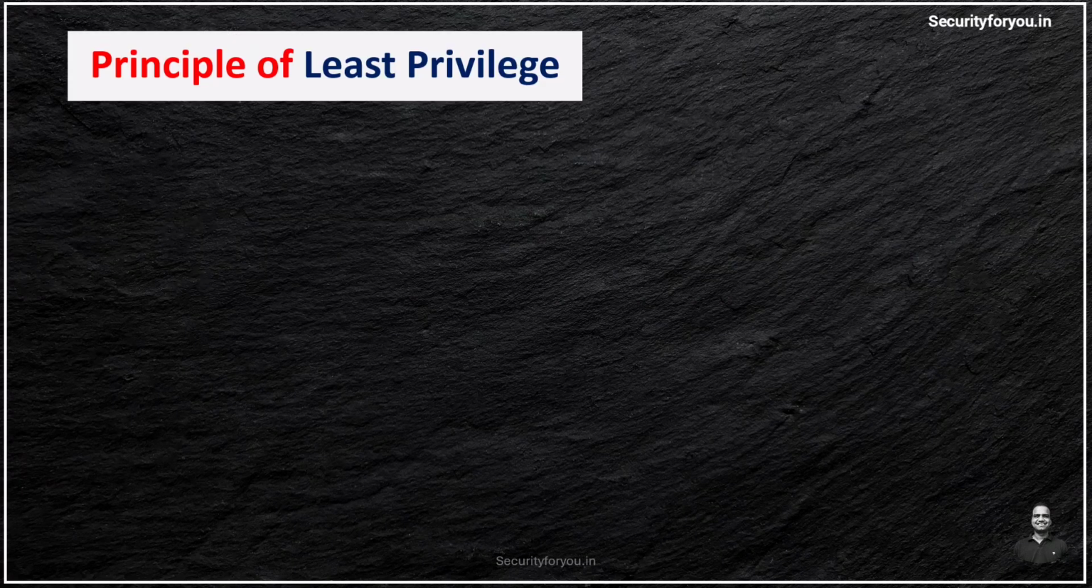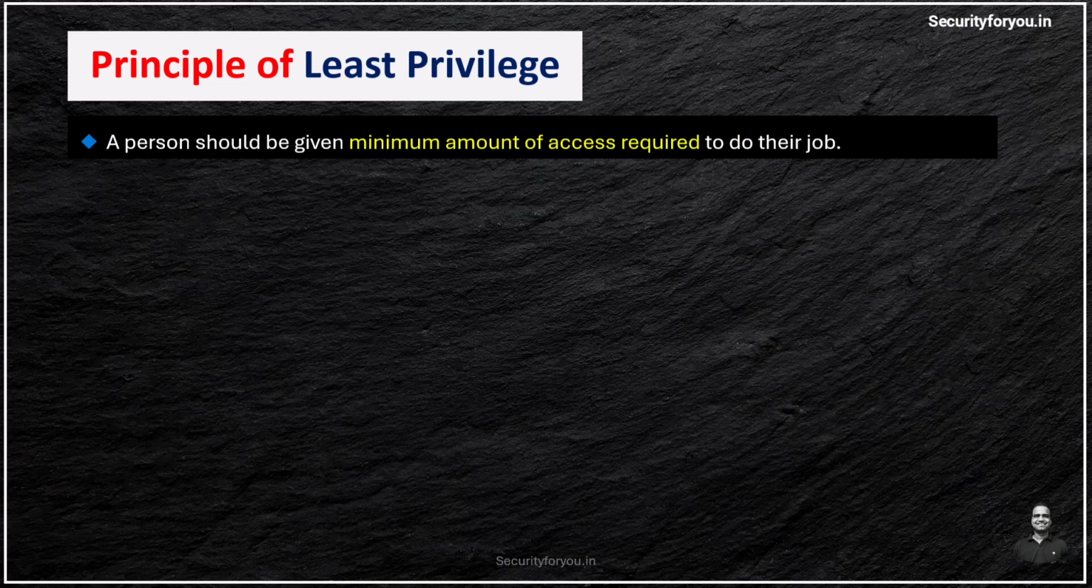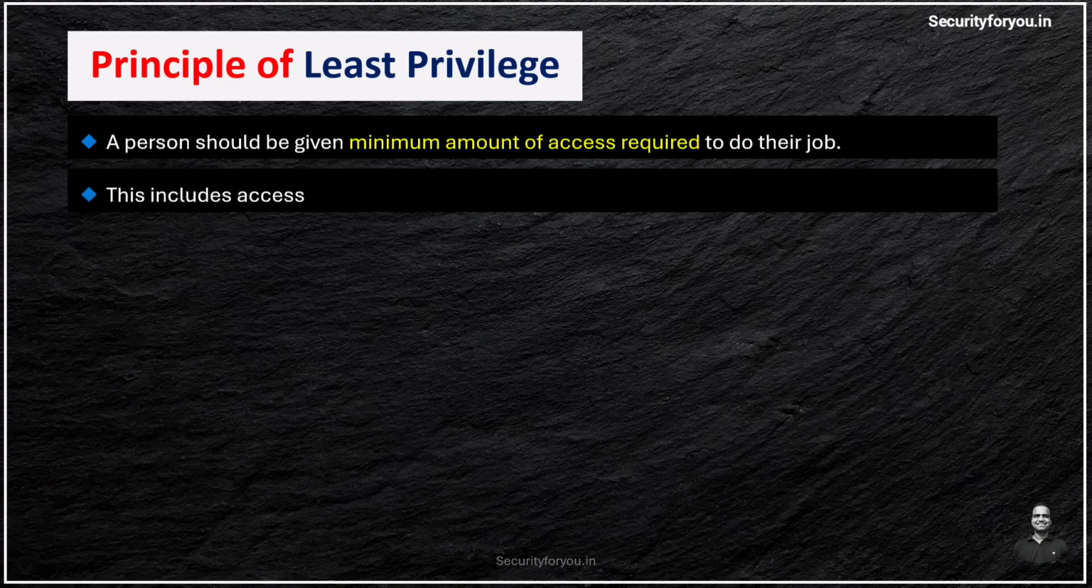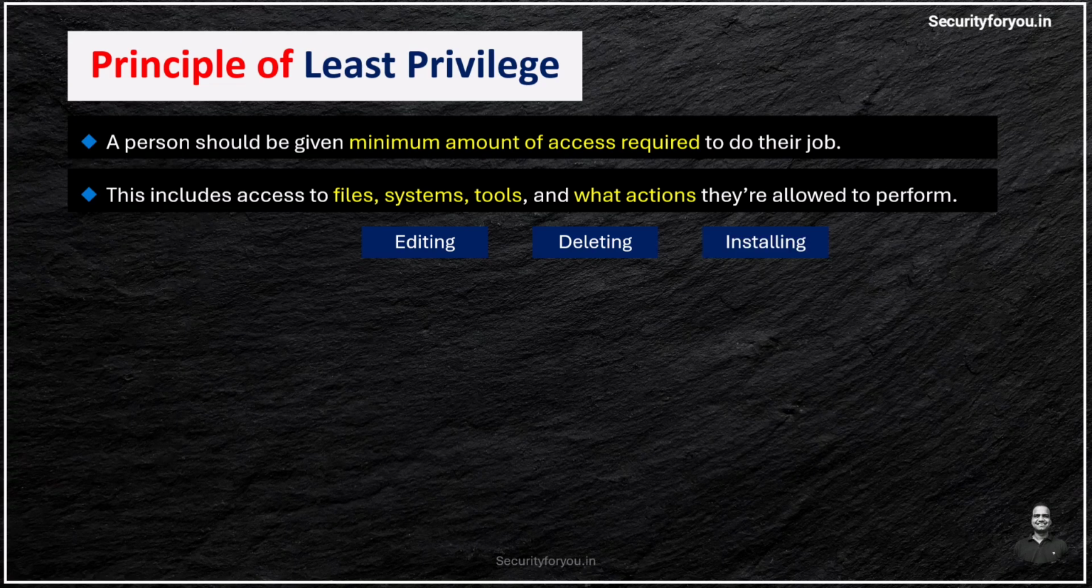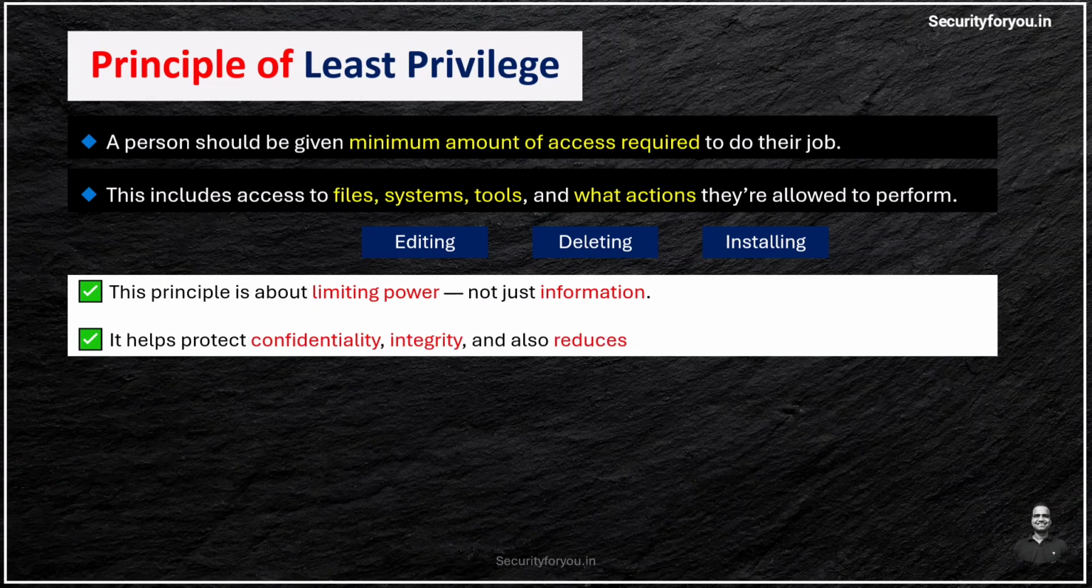Then we have principle of least privilege. This means a person should be given the minimum amount of access or permission required to do their job. This includes access to files, system, tools, and what actions they are allowed to perform, like editing, deleting, or installing software, right? And this principle is about limiting power, not just the information. It helps protect confidentiality, integrity, and also reduces the damage if something goes wrong, whether it's by accident or on purpose.